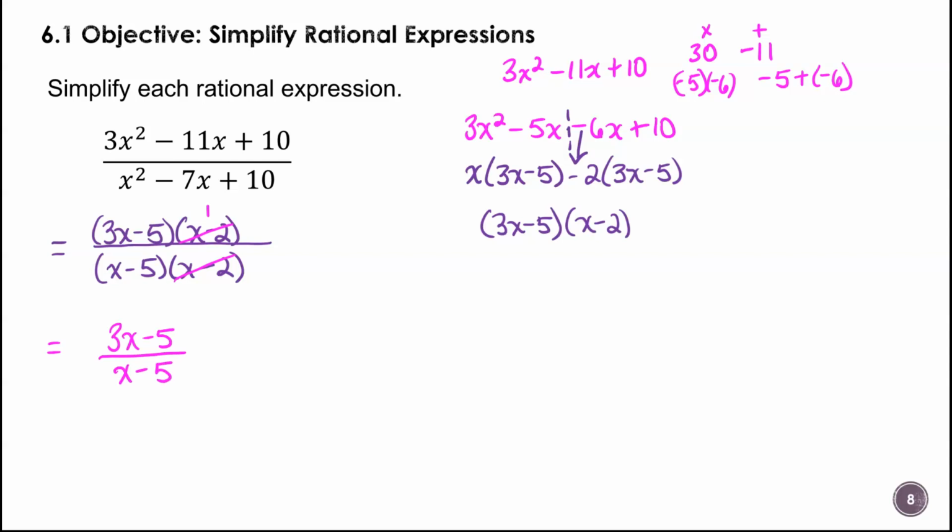Now, a common mistake for students is they want to mark out the negative 5. But you guys, negative 5 is connected to the x or the 3x. So it makes a binomial. You can't just mark it out, right? It doesn't work that way.